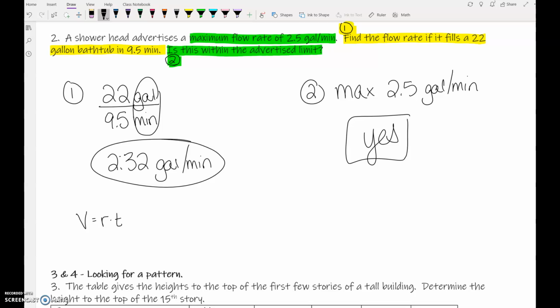It can be up to 2.5 gallons per minute. It did it in 2.32 gallons per minute, so yes, it's within that limit.